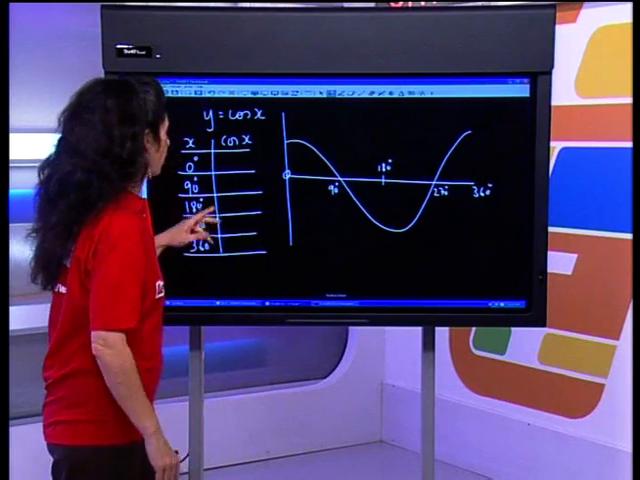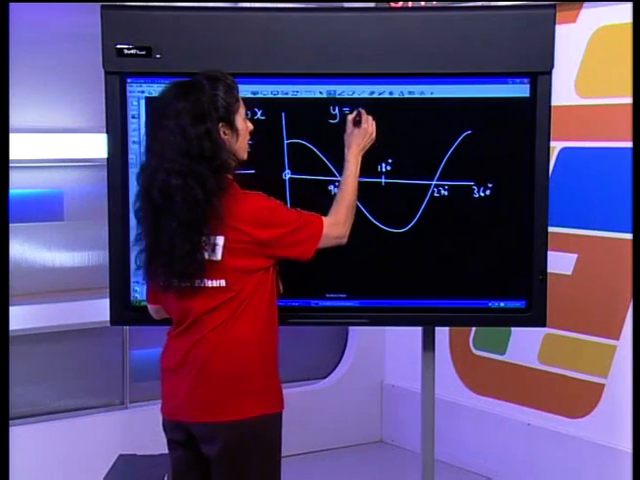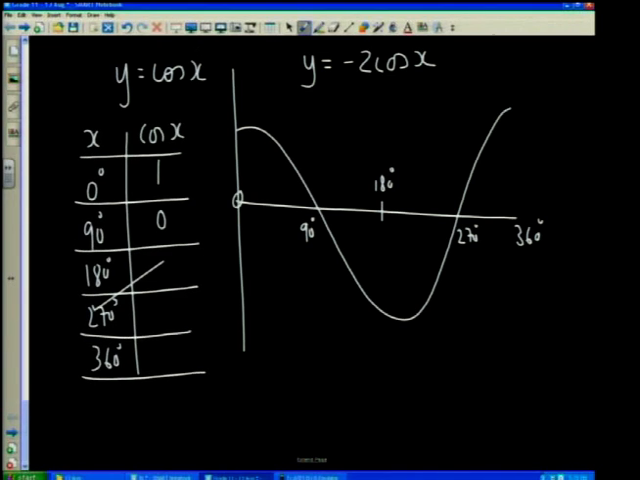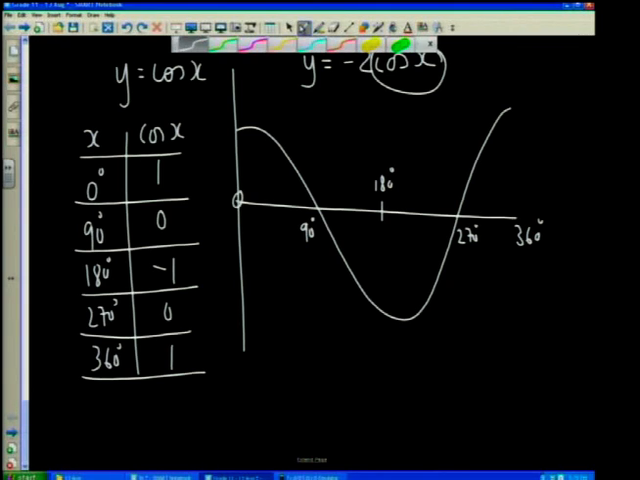Now, for those that have asked about y equals negative 2 cos x, we plotted 2 cos x just now. What would negative 2 cos x look like? You do the same thing. You would take the values of your quadrant angles, and the values of our quadrant angles are a 1, a 0, a negative 1, a 0, and a 1. So you would take those quadrant angle values. What must I do? I must multiply by negative 2. So take each of those values and multiply by negative 2.